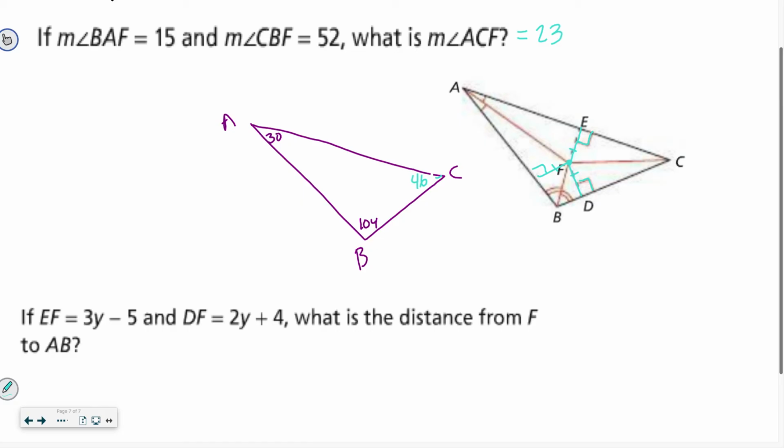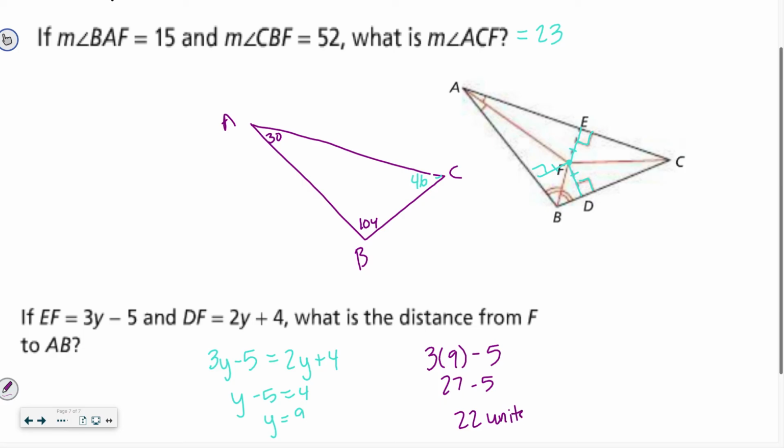So EF would be 3y minus 5. I can set that equal to DF, 2y plus 4. If I solve, I can subtract 2y from both sides, and I'm left with y minus 5 equals 4. Add 5 to both sides, I get y equals 9. And since all of these sides are equal, I can plug it in anywhere I want. So if I did 3 times 9 minus 5, I'd have 27 minus 5, or 22 units.